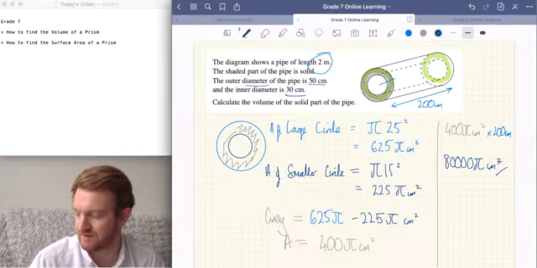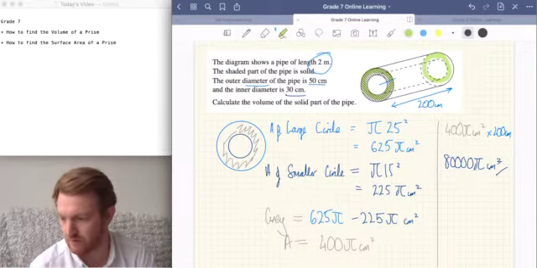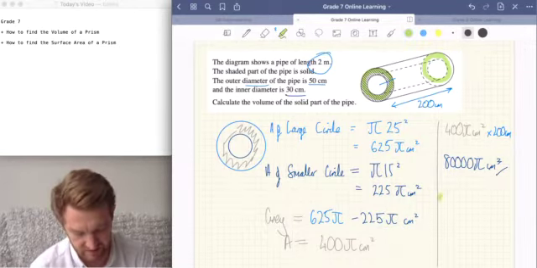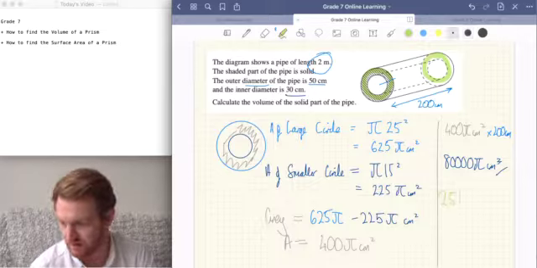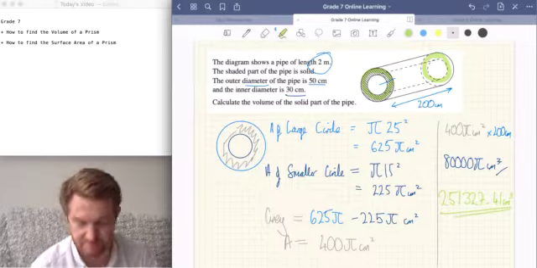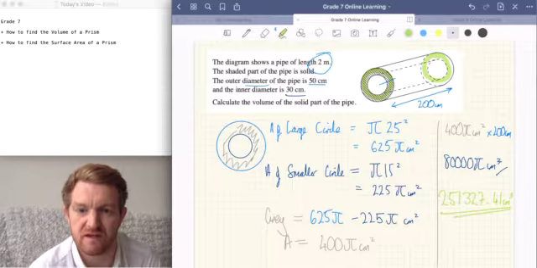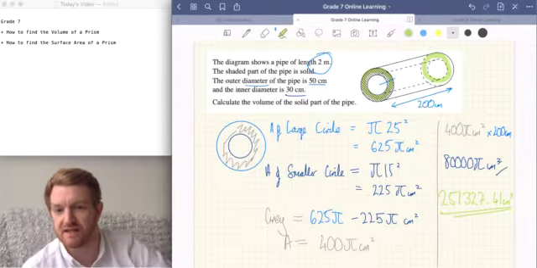If it asks you to write it as a decimal, then you'd have to write the whole long, boring decimal, which would be 251,327.41 centimeters cubed, to 2 decimal places. So even with a question like this, you can still use the same formula, the cross section times the depth.